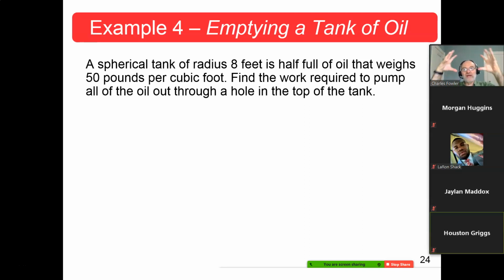A spherical tank of radius 8 feet is half full of oil that weighs 50 pounds per cubic foot. Okay? Find the work required to pump all of the oil out through a hole at the top of the tank. Okay? Now, I'm going to let them show as much of the drawings as possible. So let's see if they can draw.